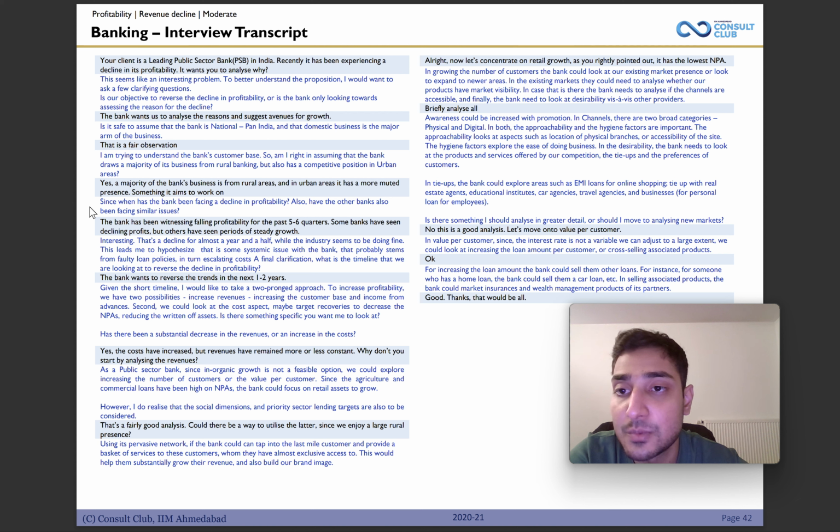Okay. Since when has the bank been facing the decline in profitability? Also, have the other banks been facing similar issues? The bank has been witnessing falling profitability for the past 5 to 6 quarters. Some banks have seen declining profits, but others have seen periods of steady growth.